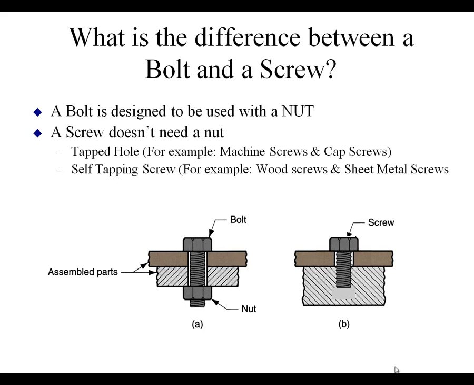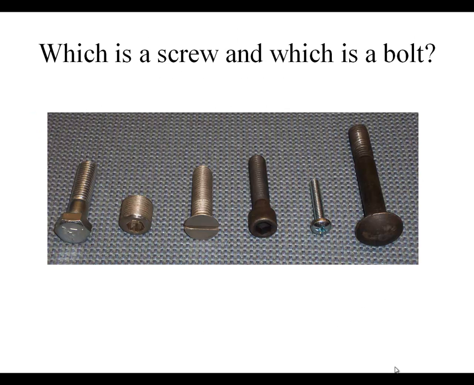And you'd only know if it was a screw versus a bolt if you could somehow figure out the tolerance on the thread. I could certainly use a machine screw with a nut, for instance. Or I could certainly use a bolt to screw into a tapped hole. I could use a bolt as a screw, or I could use a screw as a bolt. Let's take a look at some of these. Which are screws and which are bolts?